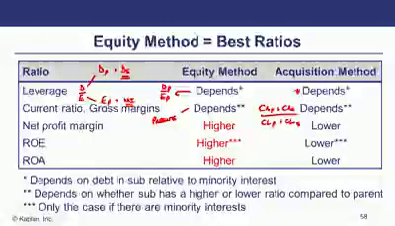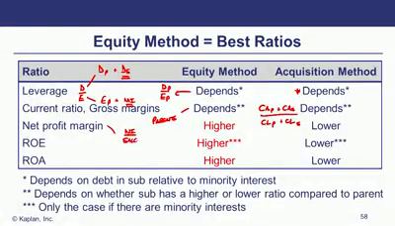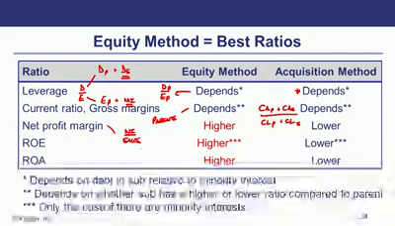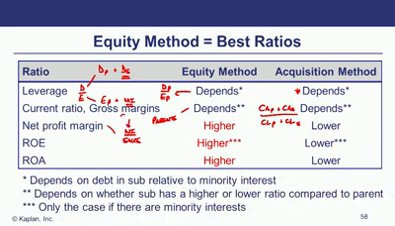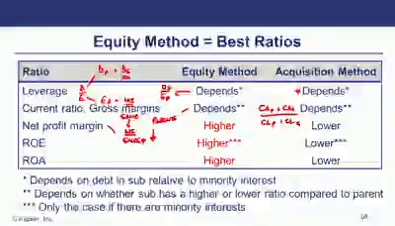Now let's turn our attention to net profit margin, net income over sales. Now there's no doubt about this at all. Remember, net income is going to be the same under both methods, so it's all about the sales in this case. Under the equity method, we're just seeing the parent company's sales. Under acquisition, of course, we're seeing both companies' sales combined. So under acquisition accounting, the sales figure is going to be bigger, and therefore the net profit margin is going to be lower. Absolutely no qualms about that at all. So that's set in stone.